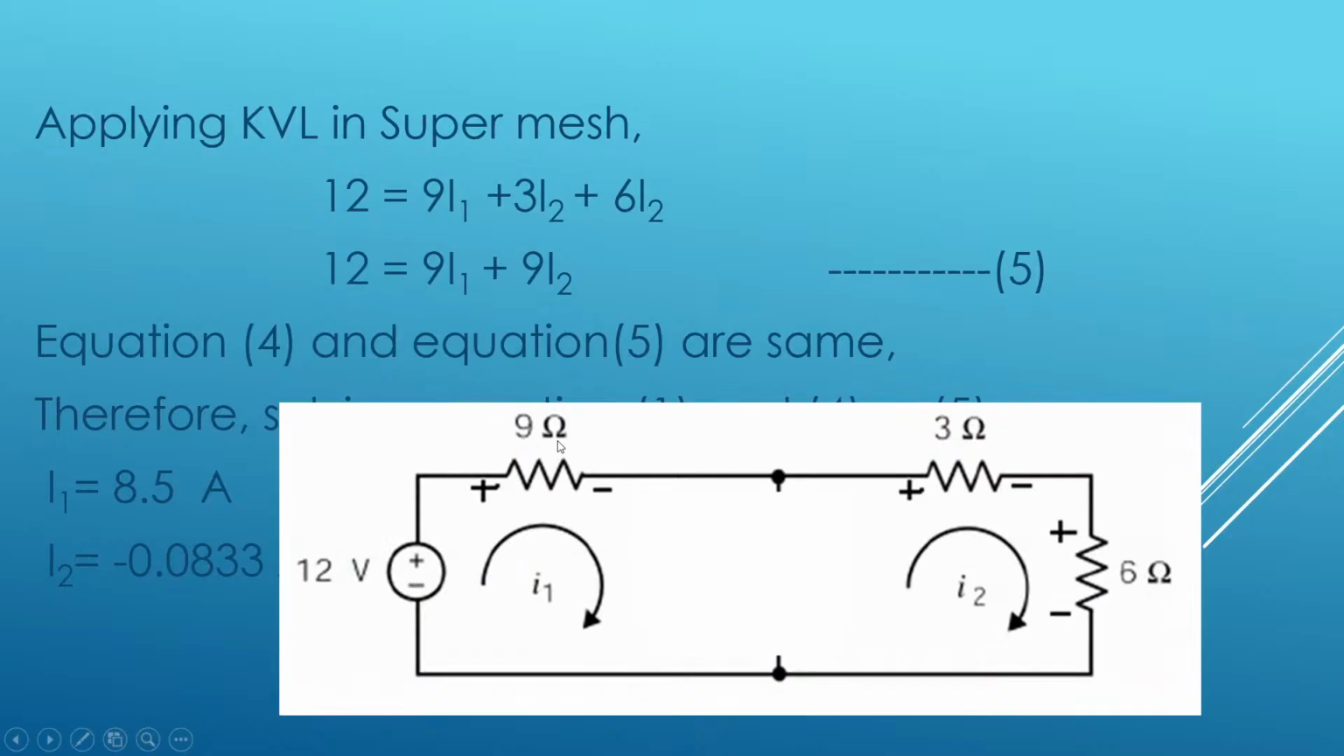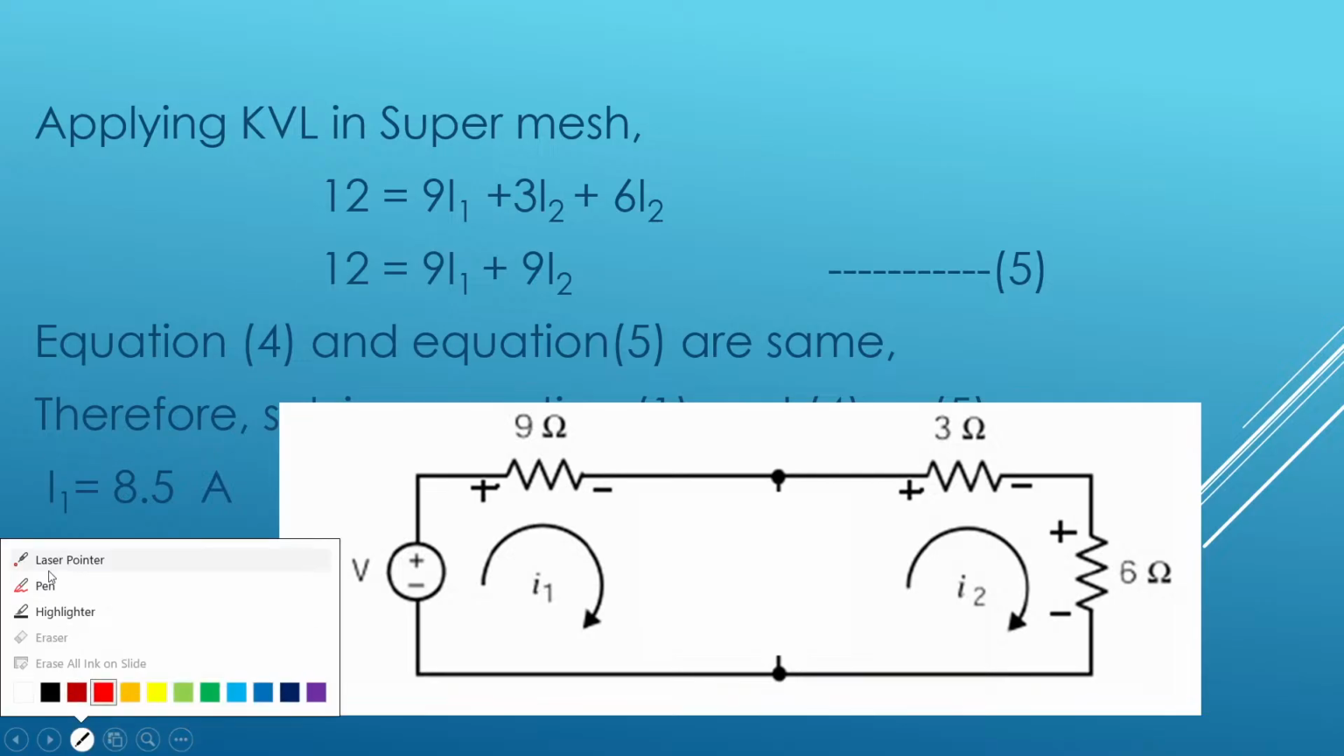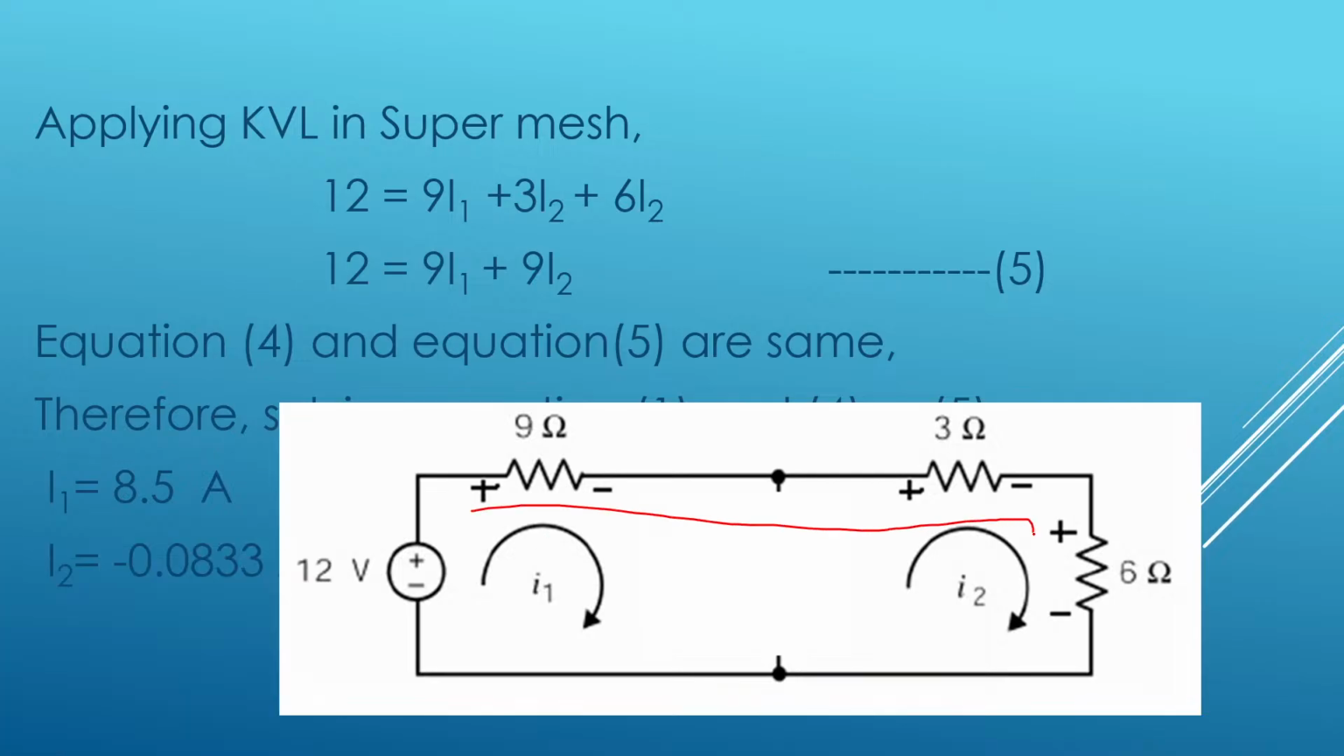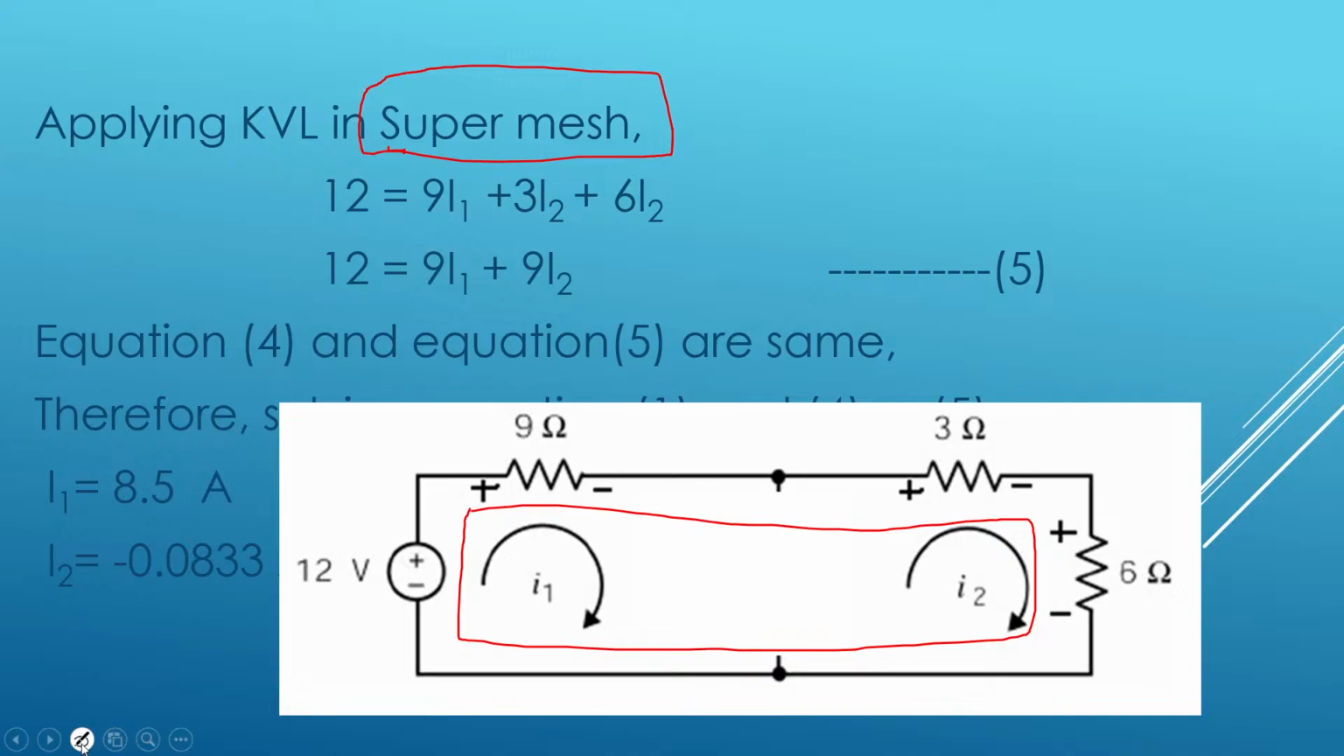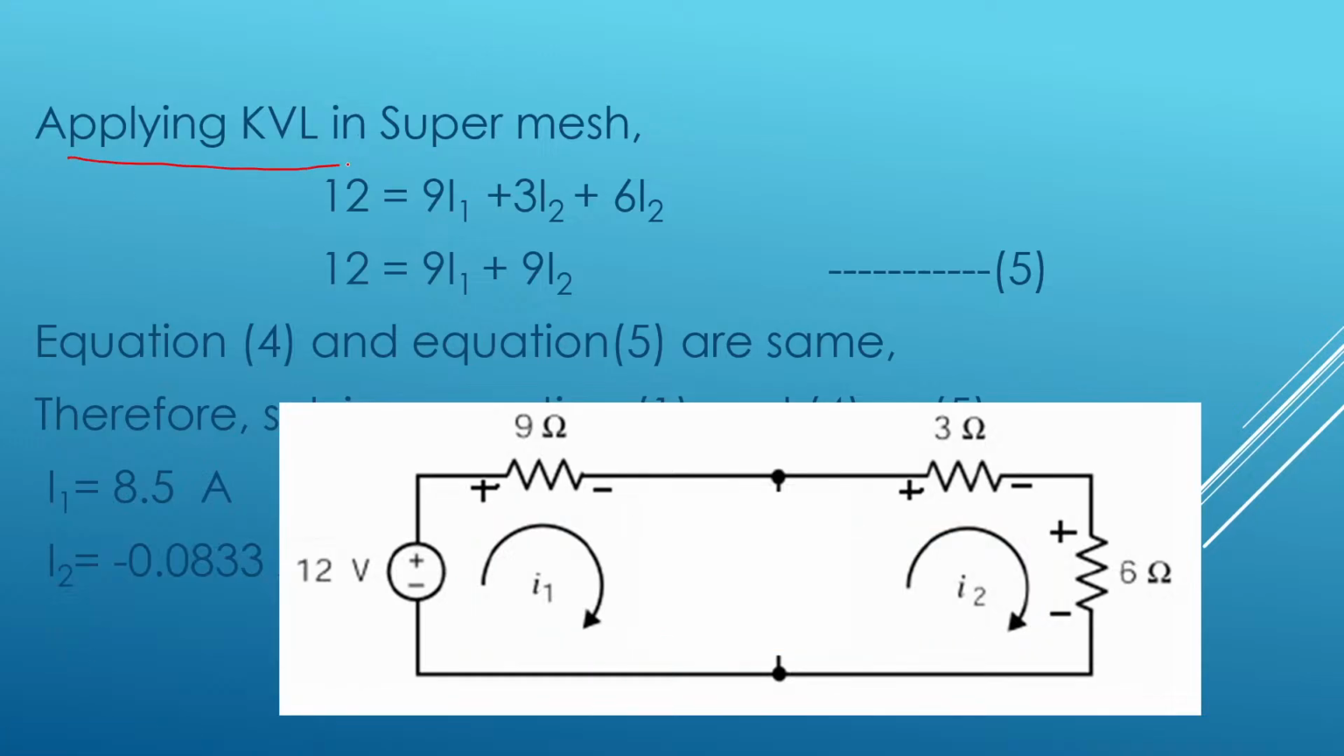So by opening the current source, the mesh that I have obtained here is known as a super mesh, after removing the current source. Now applying KVL in this super mesh. How many sources are there in this super mesh? Only one voltage source. So 12 is equal to 9 into I1, the voltage drop across this resistor, plus 3 into I2 plus 6 into I2.